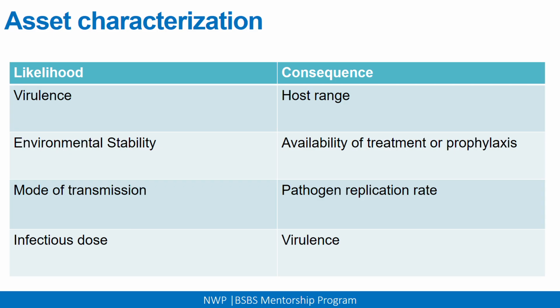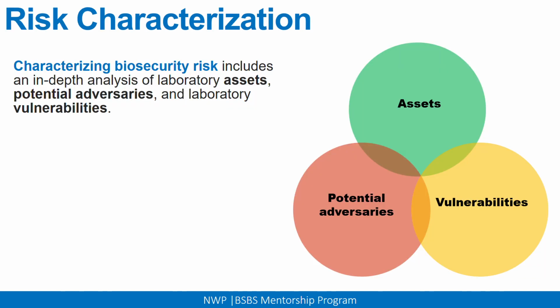So let's look at what will help you do your asset characterization. Remember, we are going to look at these three in detail: the asset, the vulnerabilities, and potential adversaries. So how do you analyze these three parts of the risk characterization so that you have a clear picture of your likelihood and consequences in your security as well as in your biosecurity risk assessment?